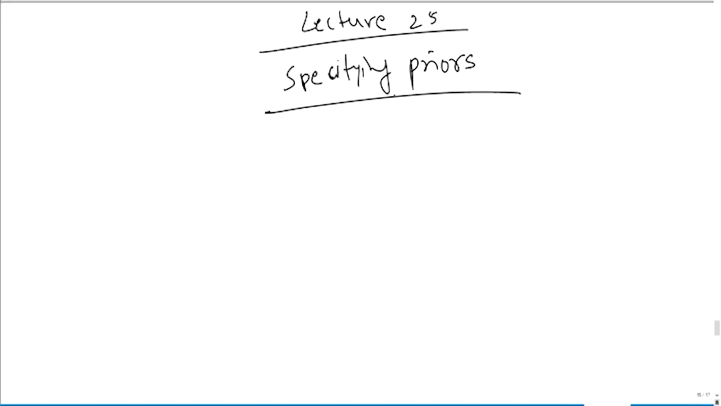Alright, welcome back. So the topic of today's lecture is prior specification. How do we specify prior distributions on our parameter of interest? Now this topic is important because in most situations you would be uncertain about what prior distribution you should choose for a certain parameter. And that's a valid concern when you are doing Bayesian modeling.